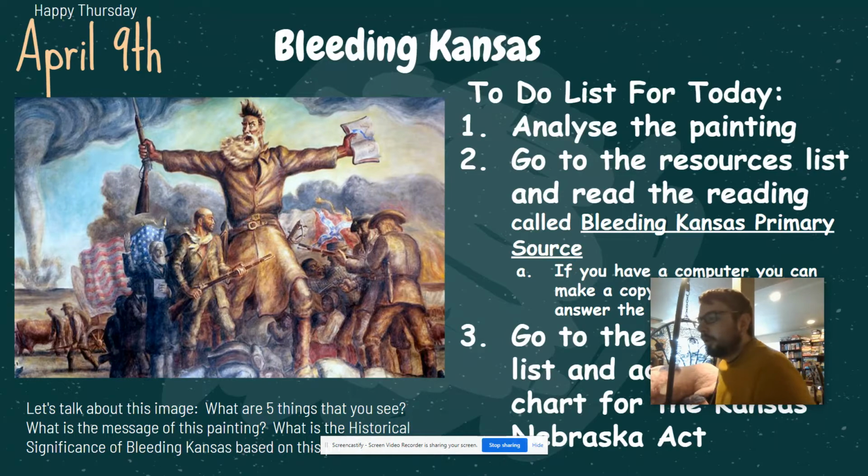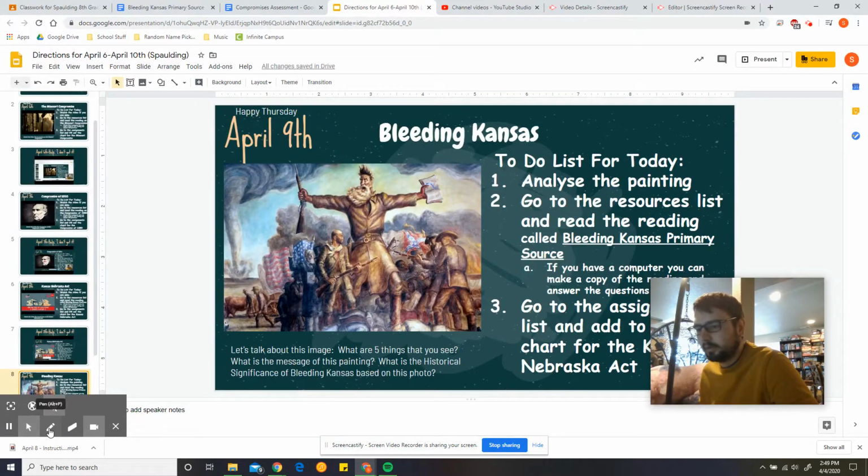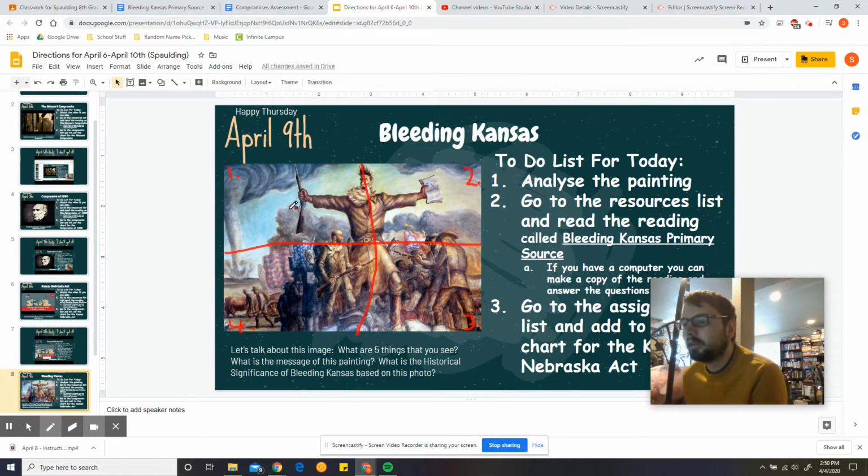Okay, so I was editing my video and I realized I didn't talk you through how to analyze this primary source painting right here. So let's go ahead and talk through that real quick. First thing you should do is break this painting into 4 quadrants. Let's see if I can get my drawing tools here. You're going to cut this painting approximately, hopefully a little better than I just did, into 4 quadrants: 1, 2, 3, and 4.